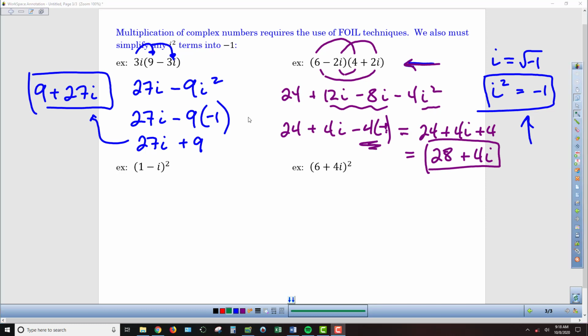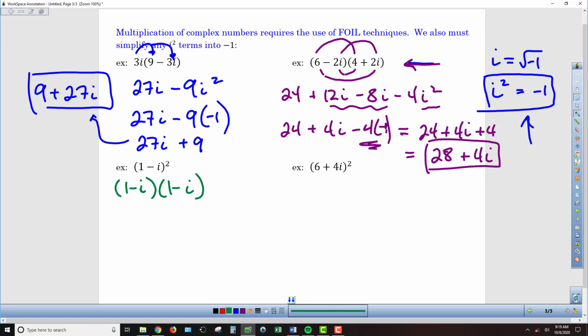For the bottom two examples, it's very important that we recognize that exponents don't distribute. So I'm not just going to square the individual pieces and keep them connected by a subtraction symbol or something like that. I'm not going to do that. I have to use the FOIL technique to multiply out something like this. So I need to rewrite this as 1 minus i times 1 minus i.